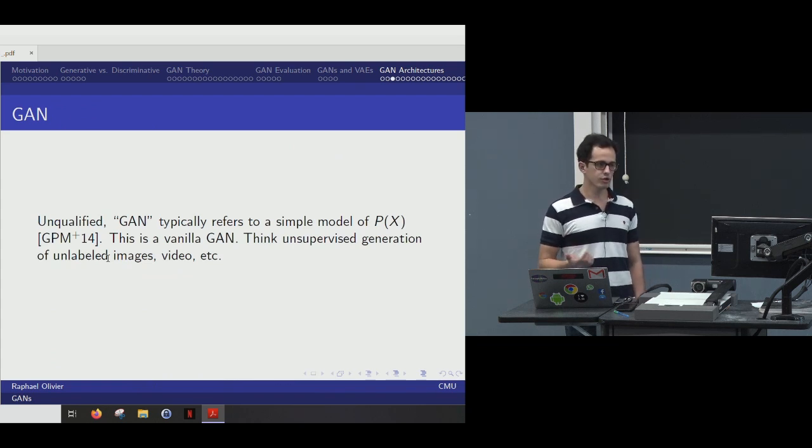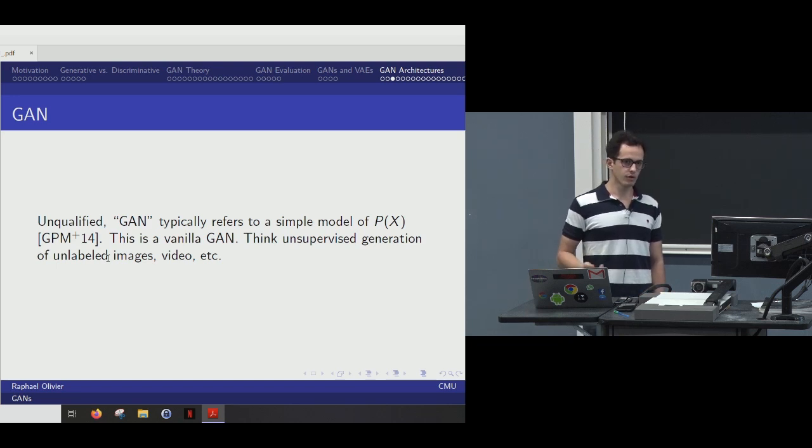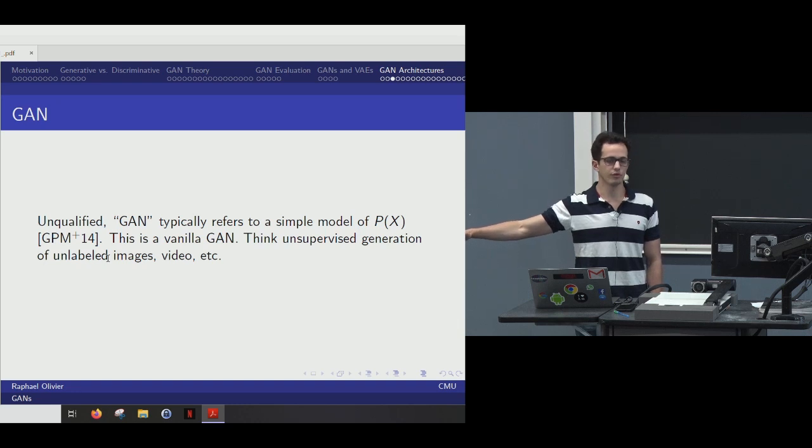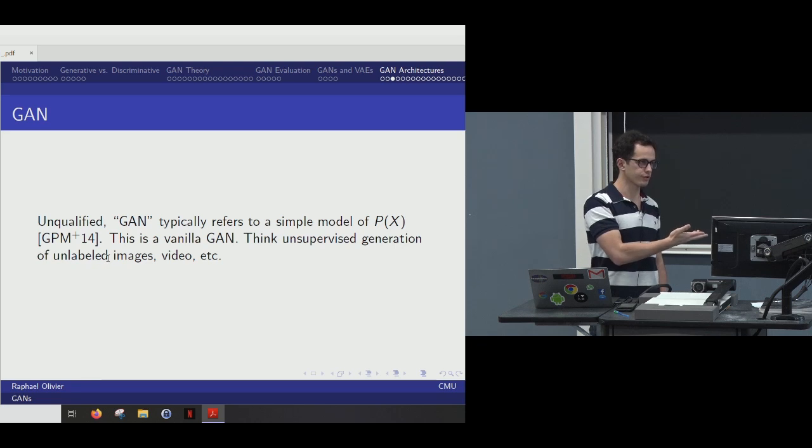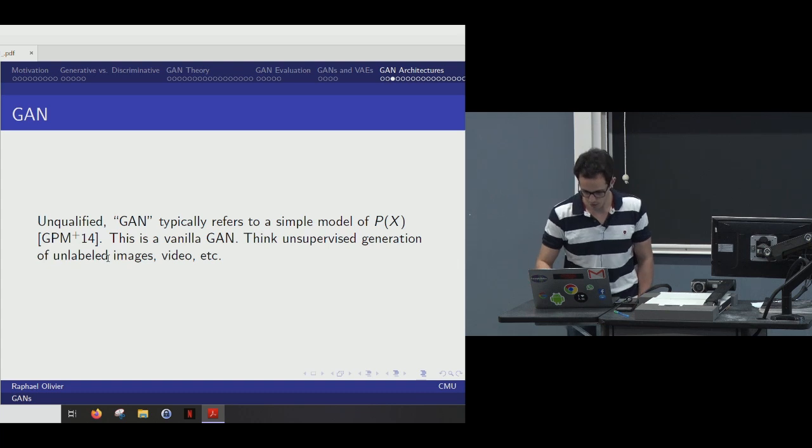So when you say GAN, there's sort of an ambiguity. Normally GAN means the vanilla GAN model, like the one we talked about, the one that just draws samples from P of X. GAN can also, in practice, be used to refer to the entire family of models that we've talked about. Just like this lecture is called GANs, and we're going to talk about some different models now.